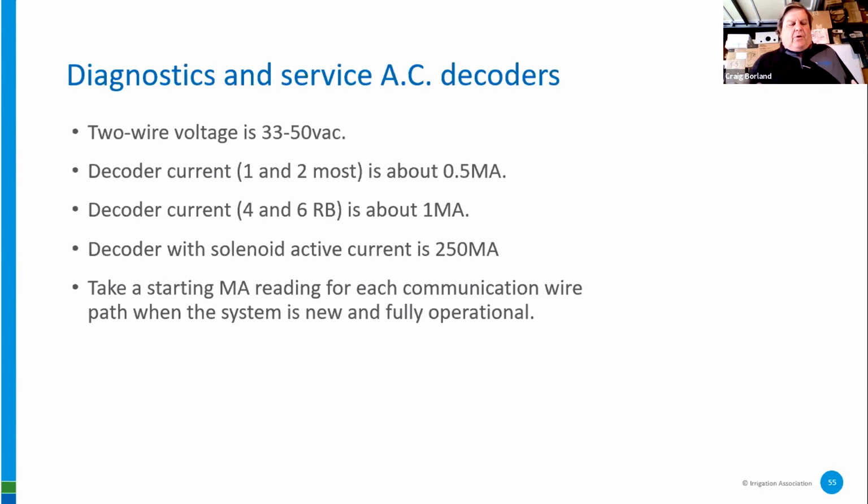But as I said before, when you turn on a station, all the decoders have information being sent to them, and each decoder says, okay, that's not me, I'm not turning anything on. So you still have the voltage, you still have the current draw, and each decoder is going to draw that 0.5 milliamps regardless of whether it's turning anything on or not. So when it does turn something on, you have 250 milliamps.